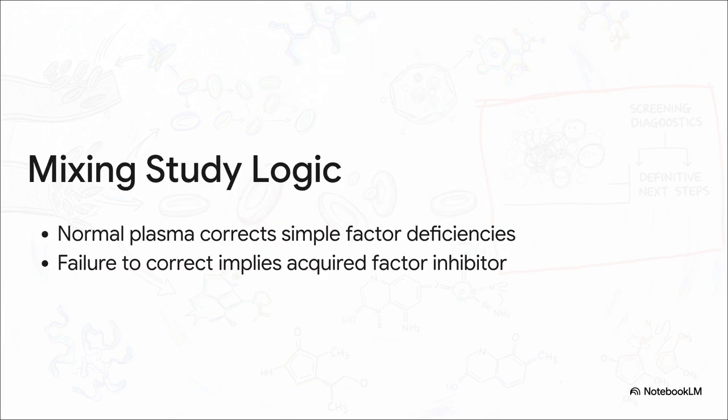Here's the advanced mixing study rationale. It comes down to pure logic. Adding normal plasma easily replaces missing factors, so it corrects a simple deficiency like hemophilia. But a failure to correct implies a circulating acquired factor inhibitor. It means there's an active autoimmune assault neutralizing the cascade, and it doesn't care how much functional plasma you add.